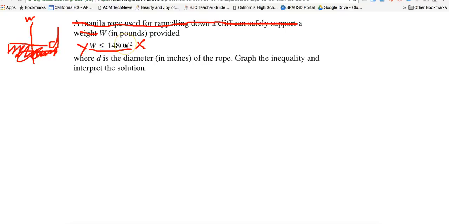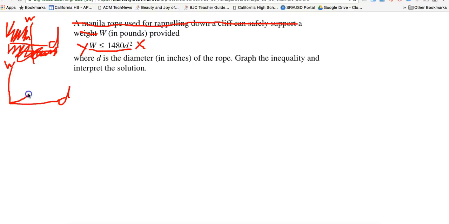What about diameter? D represents the diameter of the rope. Can our diameter ever be negative? No. Our diameter doesn't need to be negative either. So really, when we graph this, all we're going to be looking at is quadrant number 1, where we've got diameter on the x-axis and weight on the y-axis. So we're going to start here with the diameter equal to 0 and weight equal to 0, and we're going to look at graphing the inequality and interpreting the solution.